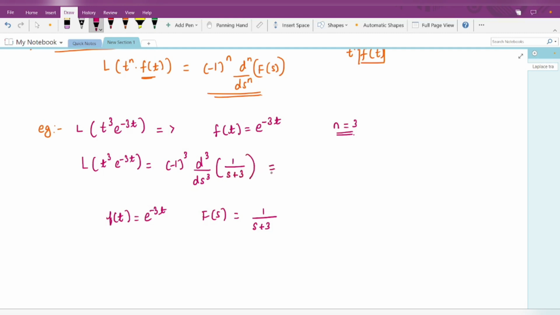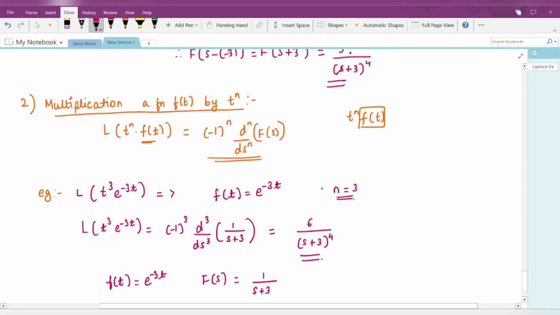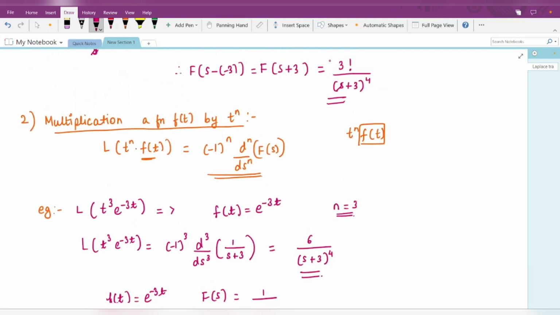Now you can find the answer, and the answer will be nothing but 6 by s plus 3 whole raised to 4. All right, and you can see this is the same as the answer we found by the previous method. 6 is nothing but 3 factorial. So we got the same answer by both the methods. You can use either method and you will get the same answer. So the first property was the shifting property, and the second property is multiplication by t raised to n.